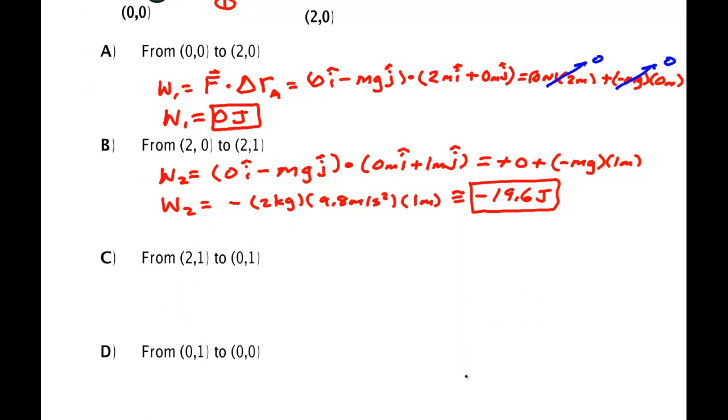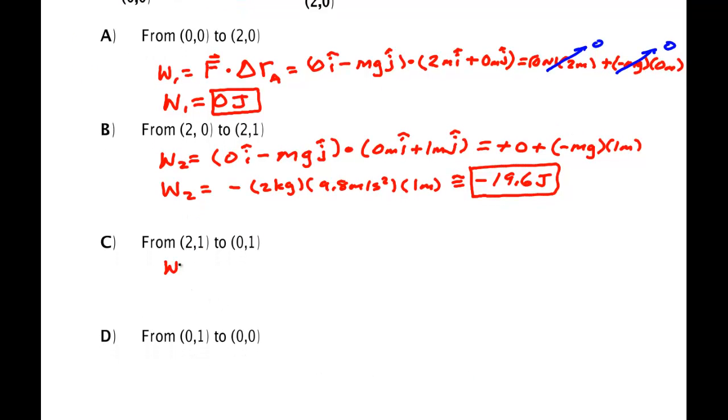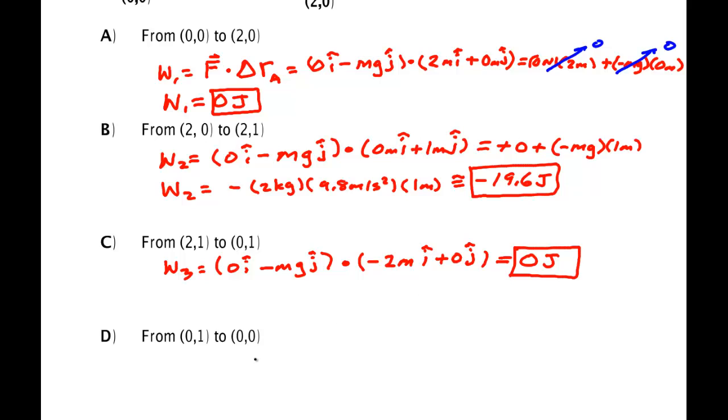Let's do path 3. In path 3, we have 0 i hat minus mg j hat again. The force is not changing throughout the problem. But this time I'm not changing y, I'm changing x, and I'm changing it from 2 to 0. So minus 2 units along x, 0 units along j. 0 times minus 2 is 0, plus a minus mg times 0 is 0. So I get no work done, because again the force is perpendicular to the displacement.